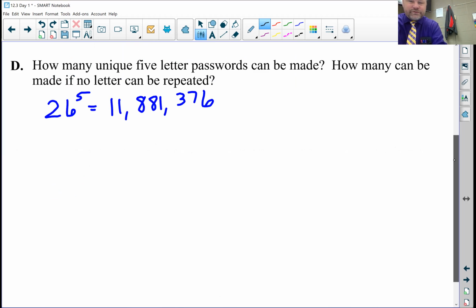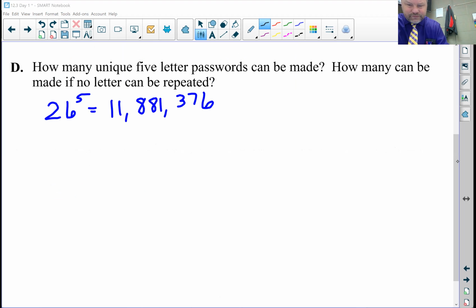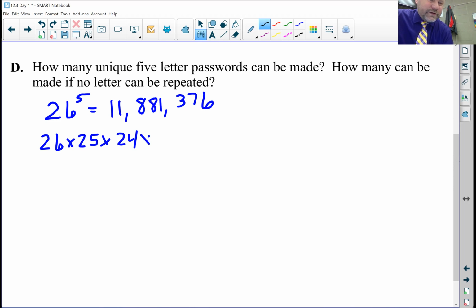If we can only use each letter once, it's a little bit different. So for each letter once, 26 choices for the first letter, 25 for the second, 24, 23, 22.